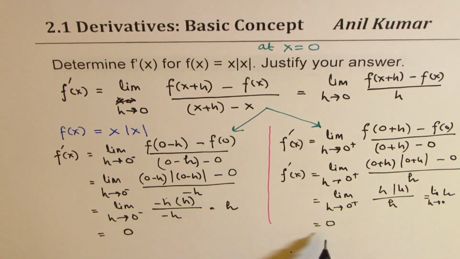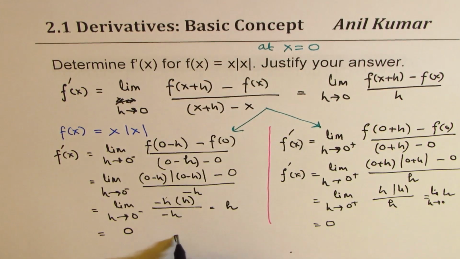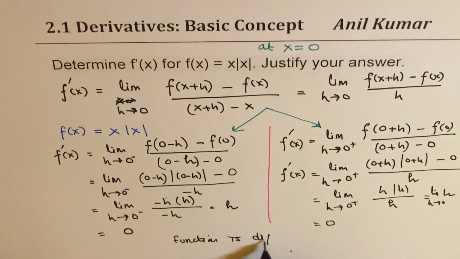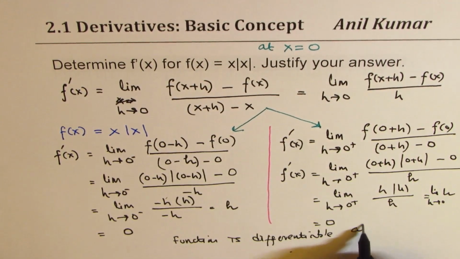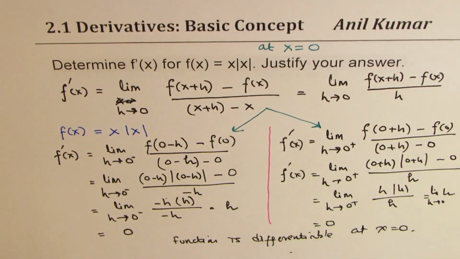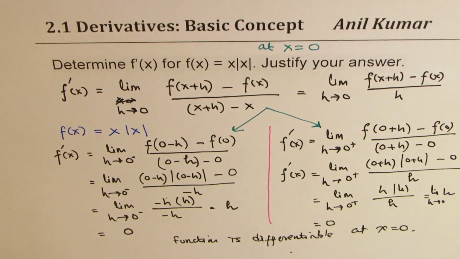Since the limit exists from both sides and is the same, we say the function is differentiable at x equals 0. Do you get an idea? That is how we show that this function x times absolute x is differentiable at x equals 0, and the slope of the tangent at this point is 0.